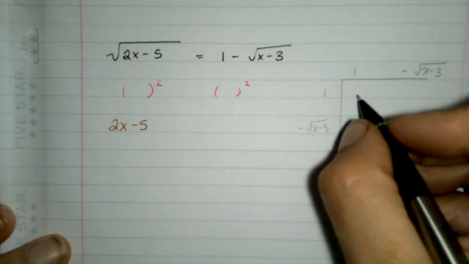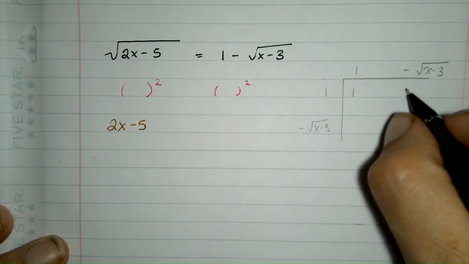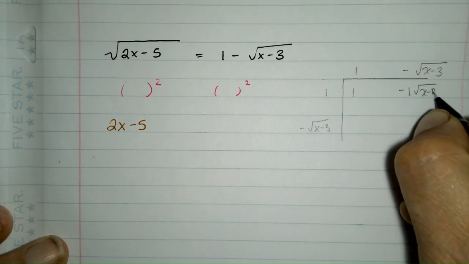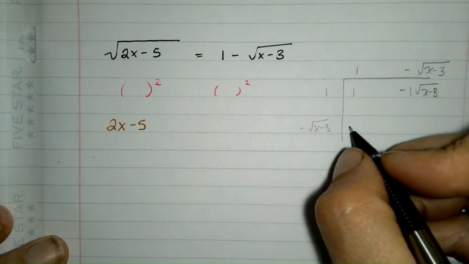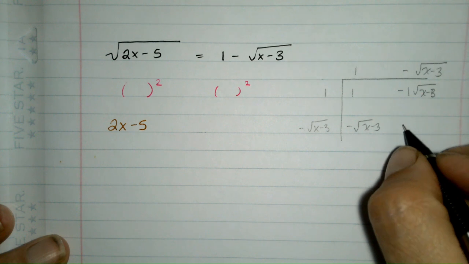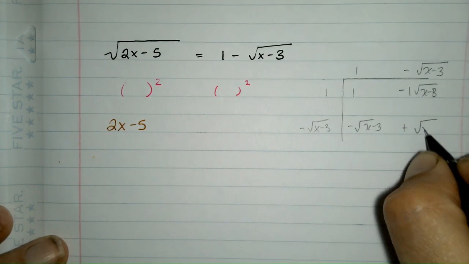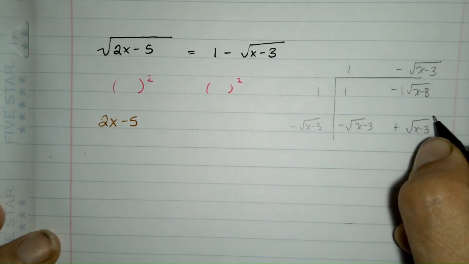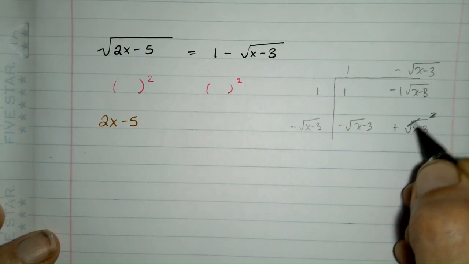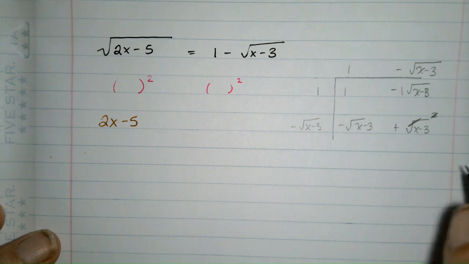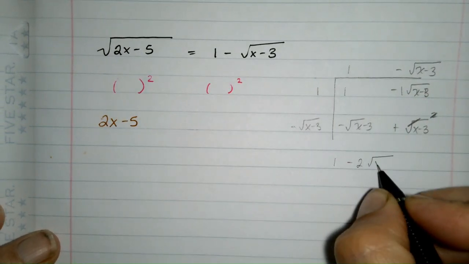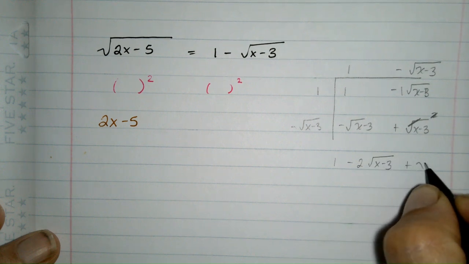Okay, 1 times 1 is 1. 1 times the negative 1x square root of 3, right? 1 times negative. Now here we have negative times a negative, so that's a positive. And we're going to have the square root of x minus 3 times itself, so that's going to be squared. So that cancels that. We're just left with x minus 3. So we're going to have 1 minus 2 of the square root x minus 3's plus x minus 3.